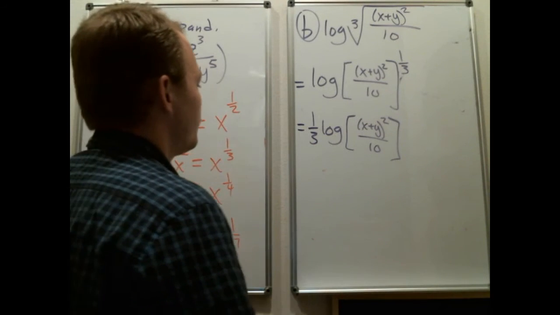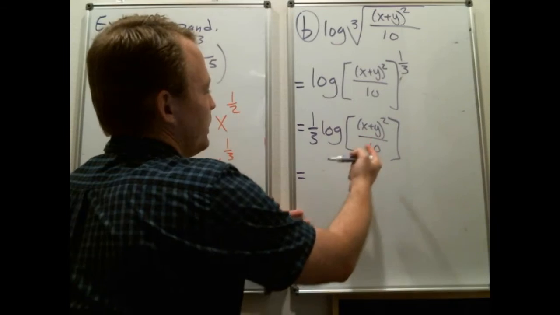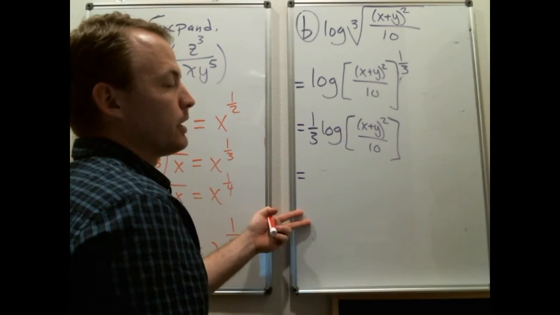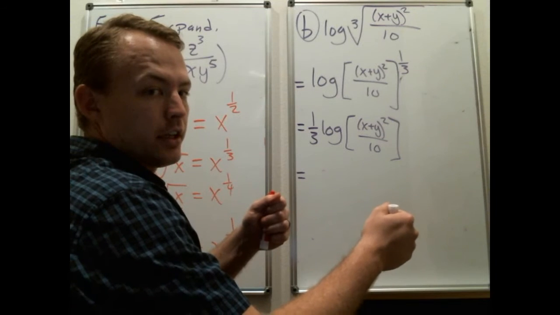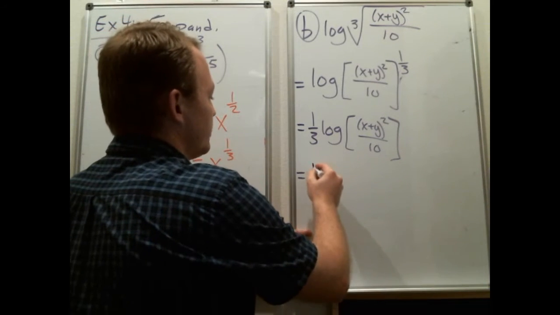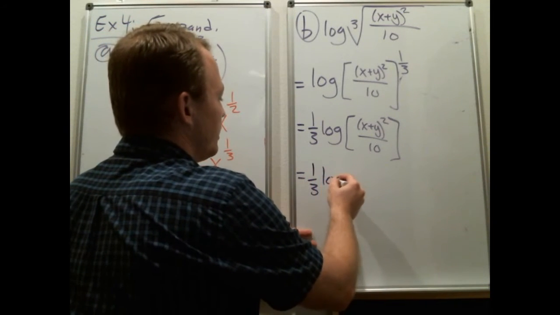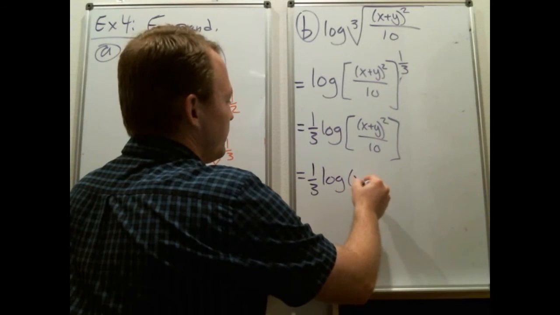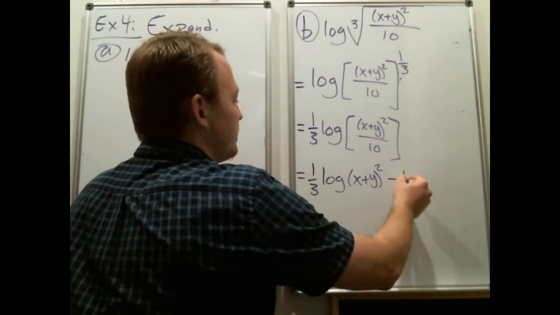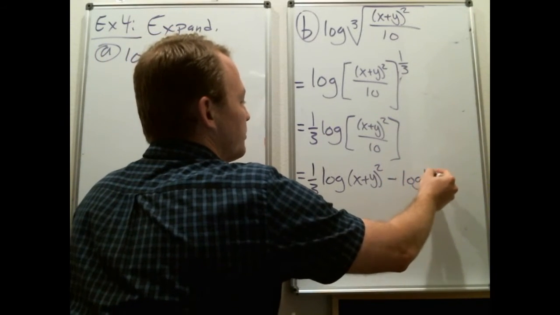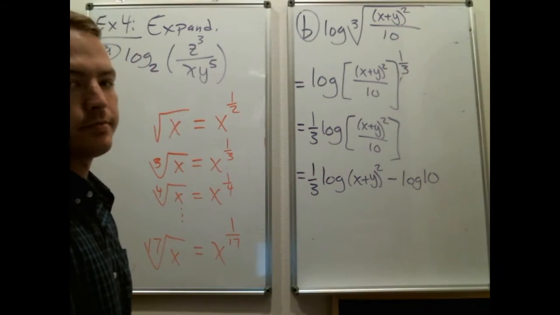Alright, so here we have the quotient rule property. So that says we can break this into 2 different logs and subtract those 2 logs. So 1/3 log of the top, which is x plus y squared, minus log of the bottom, which is log 10.